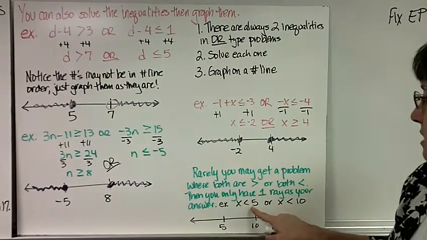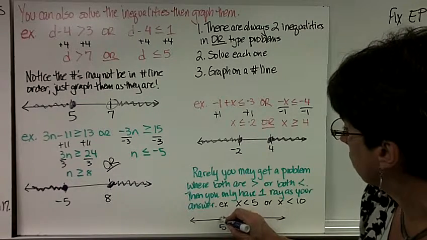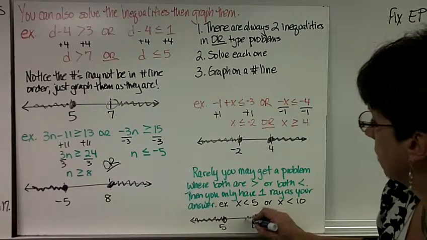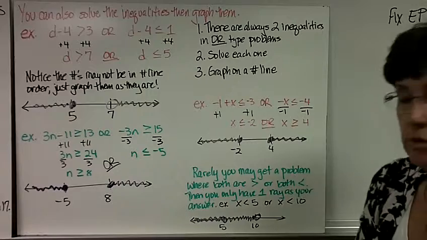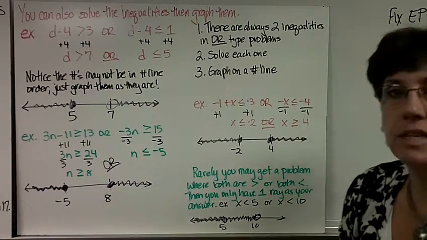So x is less than 5 or x is less than 10. Well, if we graphed this, it would go like that. But then if I graph this one, it overrides everything. So it just ends up with 1, and the 5 is taken care of with this. Doesn't happen that often, but it does happen occasionally. All right, that's it.